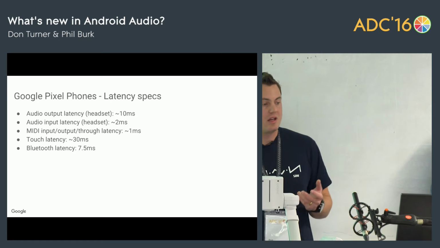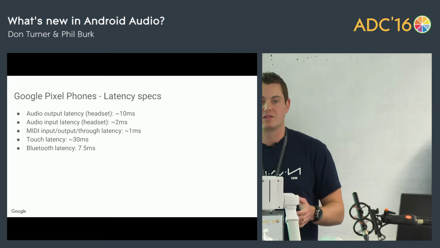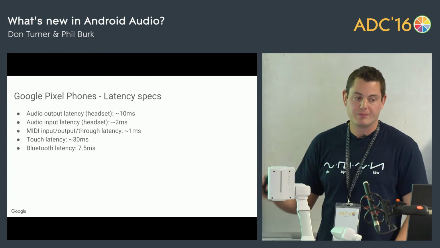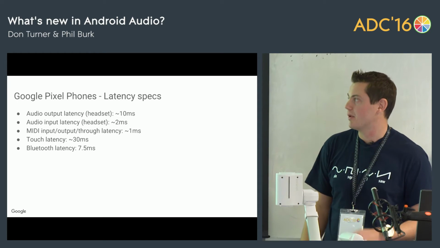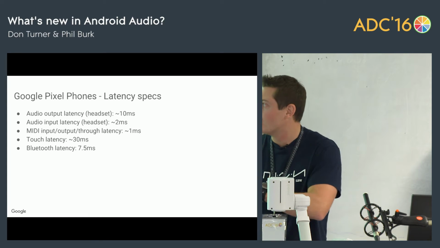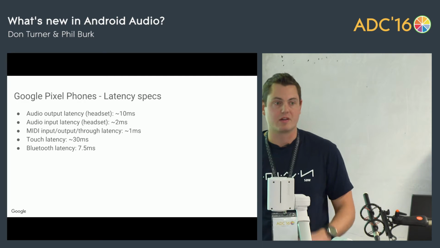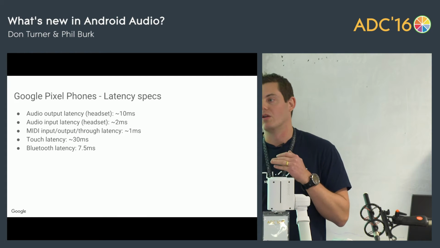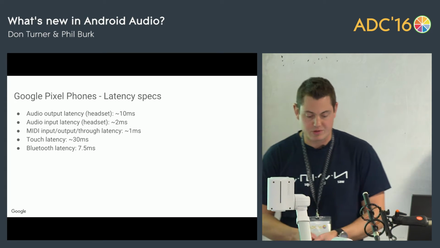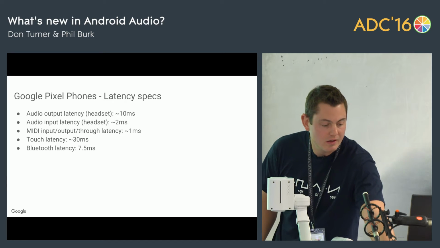In terms of latency, we're really making a lot of progress along various different parts of the signal path. Around 10 milliseconds for output latency on the new Pixel devices, input about 2 milliseconds, MIDI 1, touch about 30, Bluetooth latency about 7.5 milliseconds, the minimum possible on any device, even on desktop. And in order to demonstrate this, I actually have an app here, if I can just switch over here.